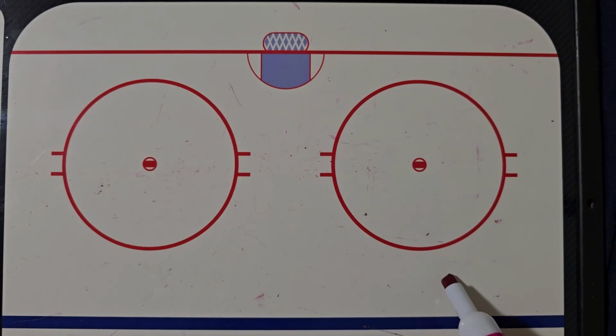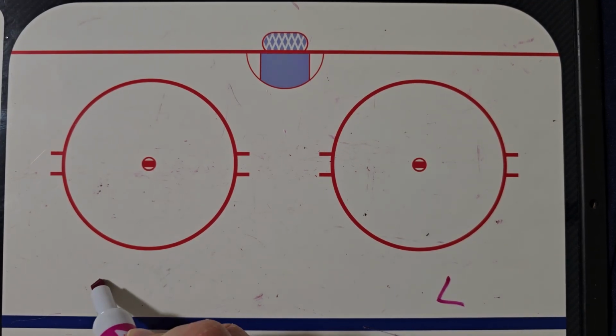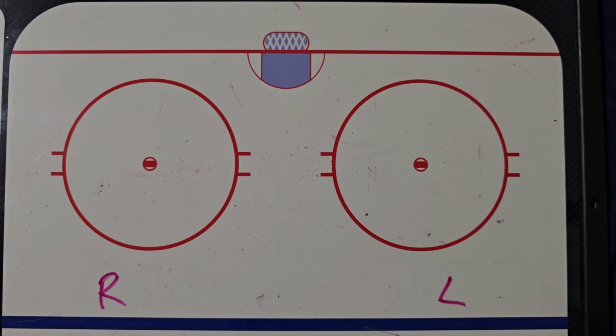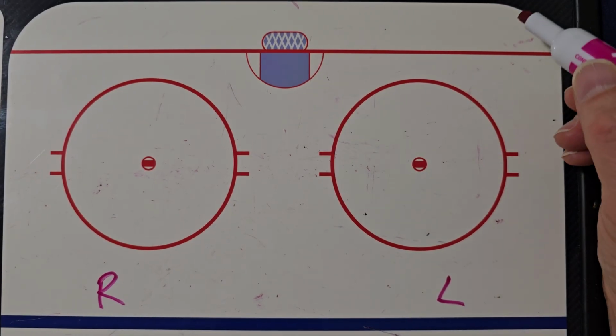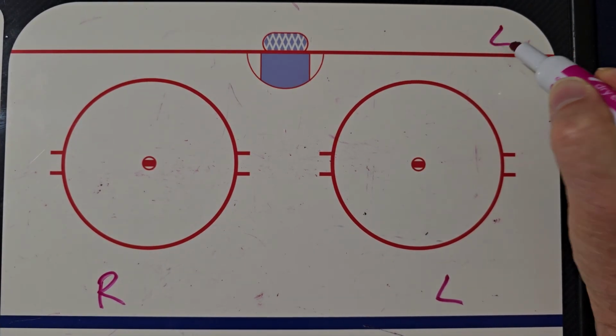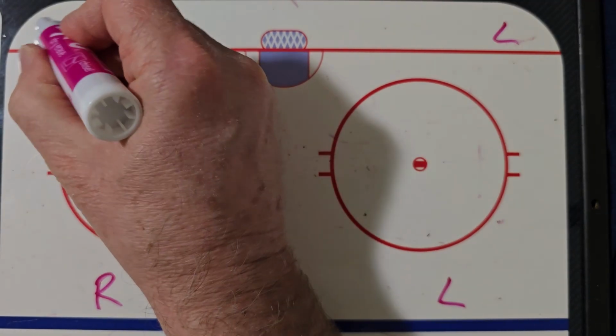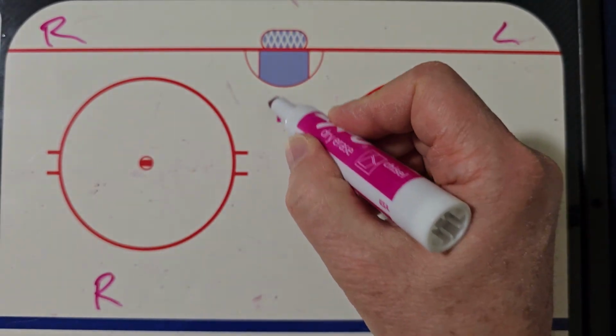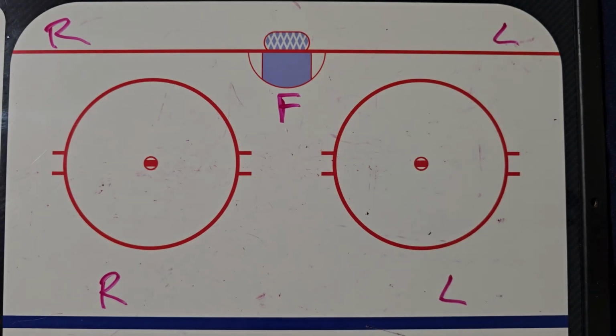We invert our defensemen such that we have a left-handed defenseman on the right side and a right-handed defenseman on the left side. We use the same idea in the corners. We put a left-handed forward in the right corner and a right-handed forward in the left corner. And we have a net front player who can be left or right.